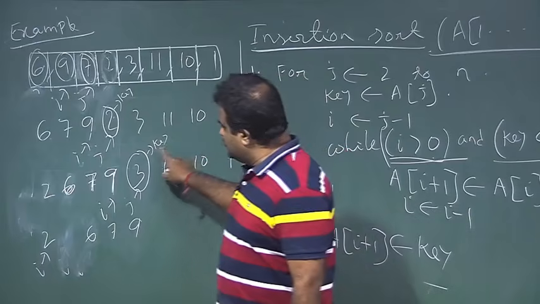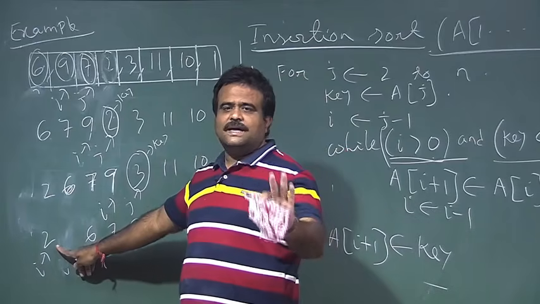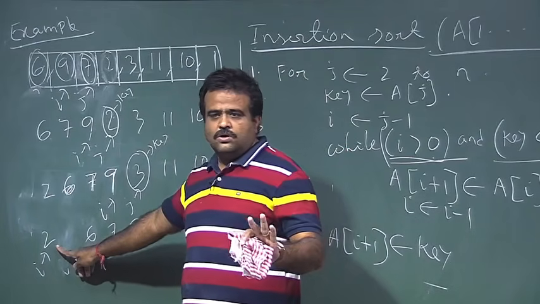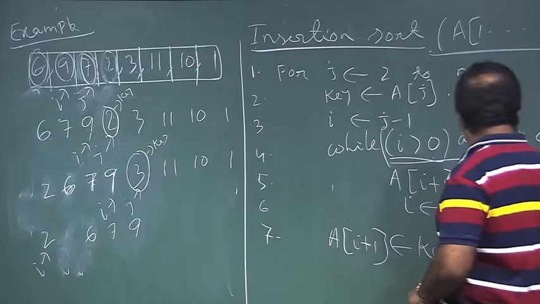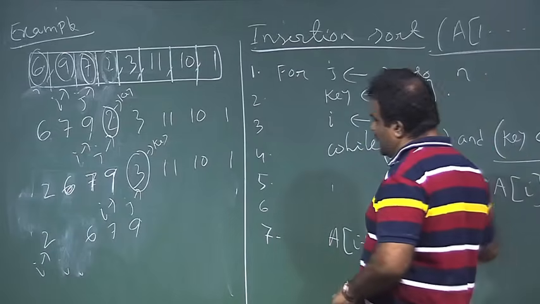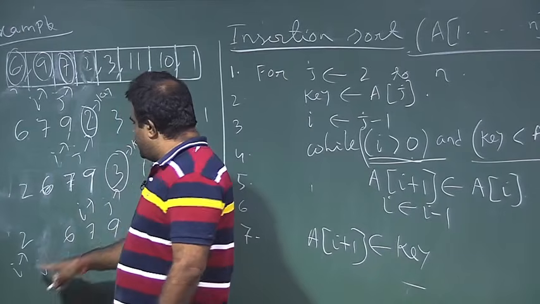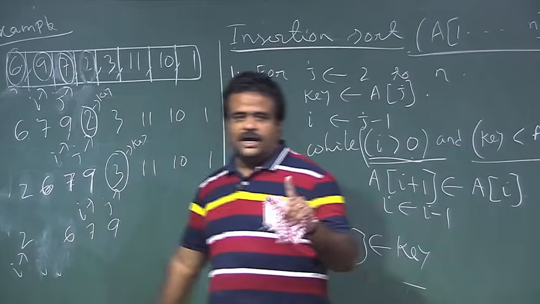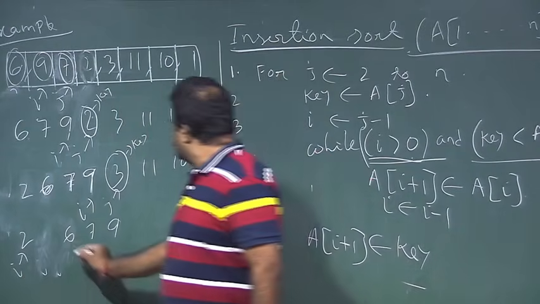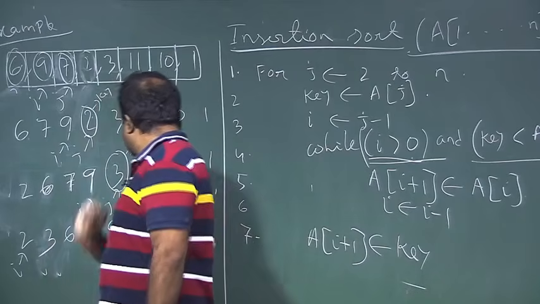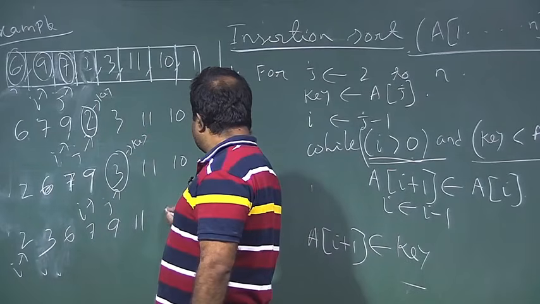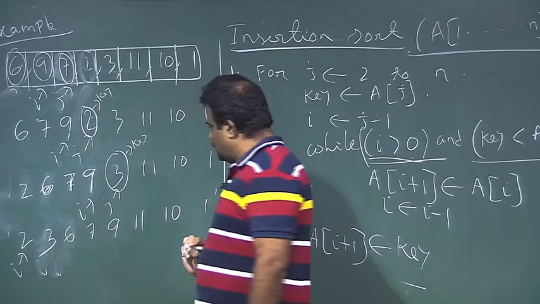Now, key is greater than 2. So, we must stop this loop if key is greater than ai, and then we insert. So, i is this. So, we insert the key into ai plus 1. So, i is 1, ai plus 1 is 2. So, we must insert this 3 over here. Now, this is 11, 10, 1. Okay.